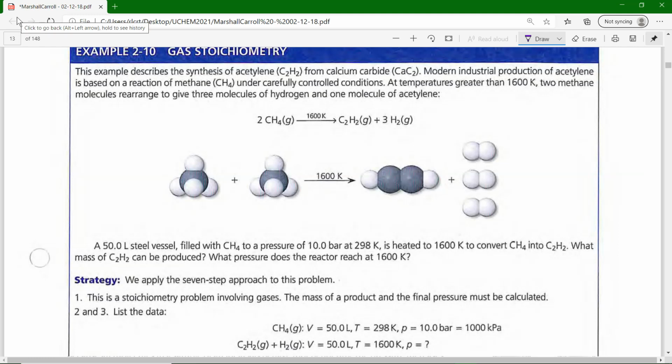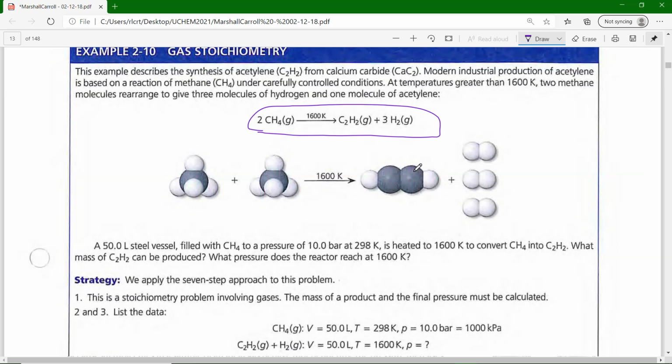Okay, 2 moles of methane can, at very high temperatures, rearrange to give you 3 moles of hydrogen and 1 mole of ethine. Okay, so this is my chemical reaction, all gas phase. We have a 50-liter vessel filled with methane to a pressure of 10 bar at 298 Kelvin. It's heated to 1600 to convert it to ethine, and then hydrogen gas is released. What mass of ethine can be produced? What pressure does the reactor reach at 1600 Kelvin?